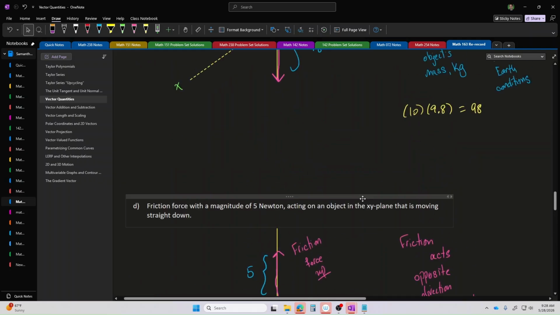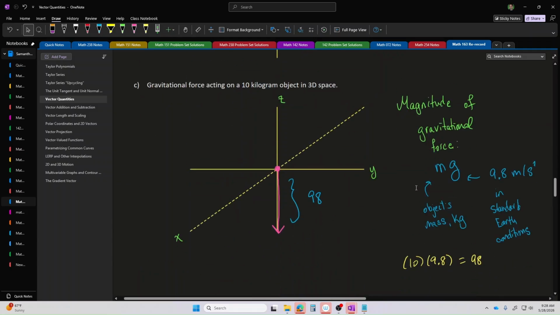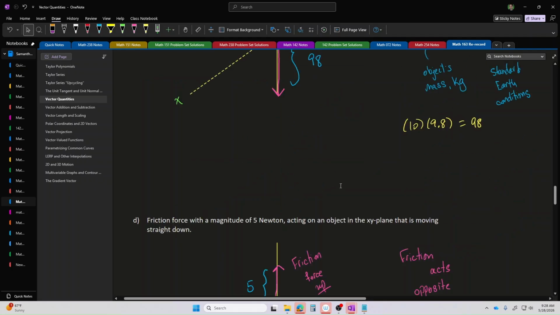So this is how vectors are drawn. Vectors are drawn as arrows, and the direction of the arrow corresponds to the direction of the vector. The length of the arrow corresponds to the magnitude of the vector. So for example, if you're dealing with velocity vectors, longer vectors correspond to faster movement. Shorter vectors correspond to slower movement. If you're dealing with a force vector, longer vectors represent more intense forces. Shorter vectors represent weaker forces.